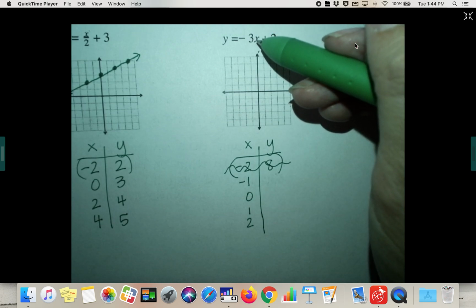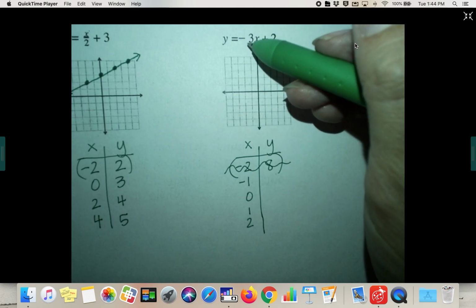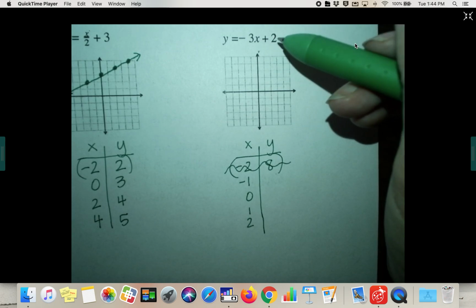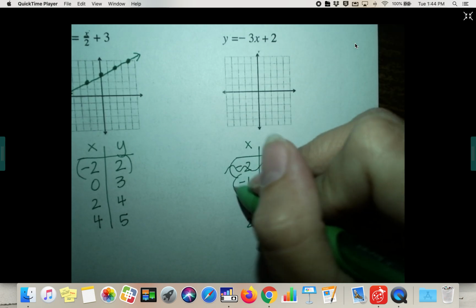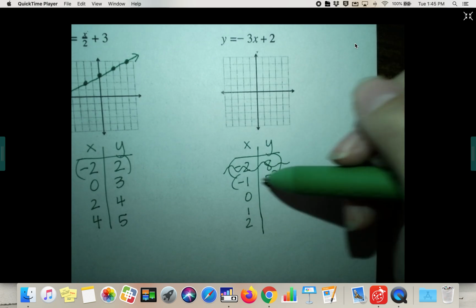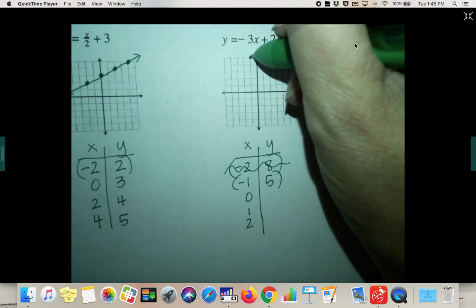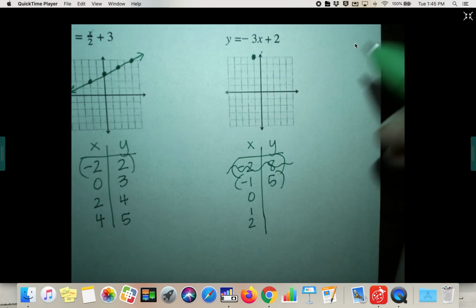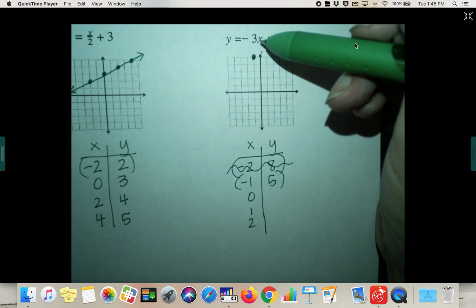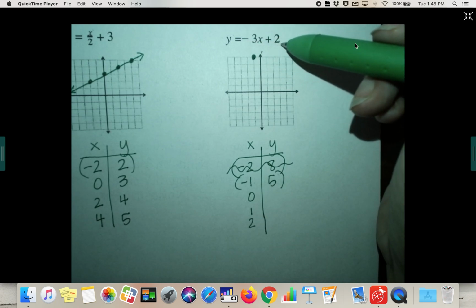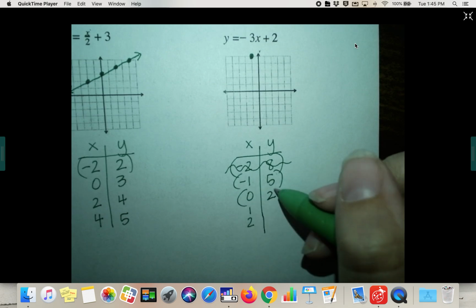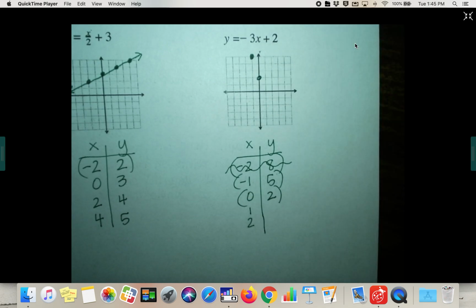-1. Let's plug in -1. -1 times -3 is +3. Plus 2 is 5. I think that one will fit on this particular graph. -1, 5, barely. It's right there. All right, let's plug in 0. 0 times anything is 0. Plus 2 would just be 2. That one goes nicely on the graph.